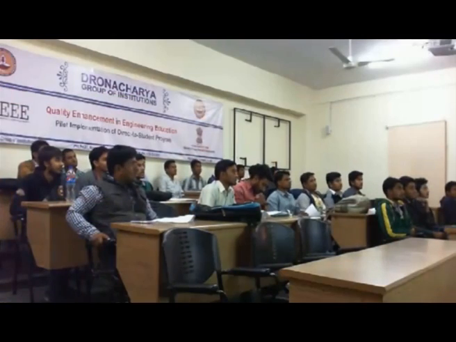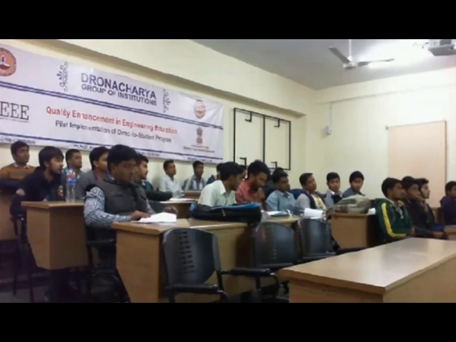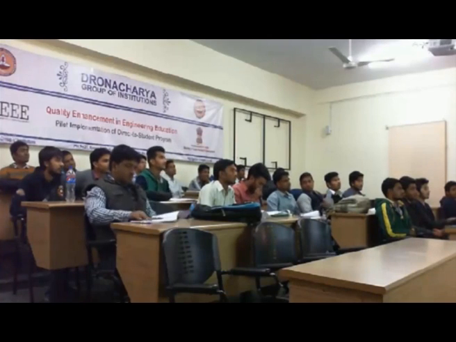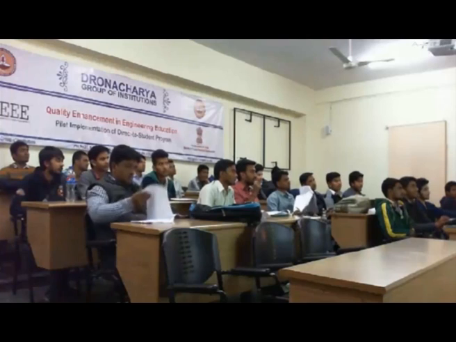Sir, in example number one, we have M(x) equal to M0 times (1 minus x over L). Sir, I'm solving it and it's coming M0 times (1 plus x over L). Sir, why is there a minus sign?